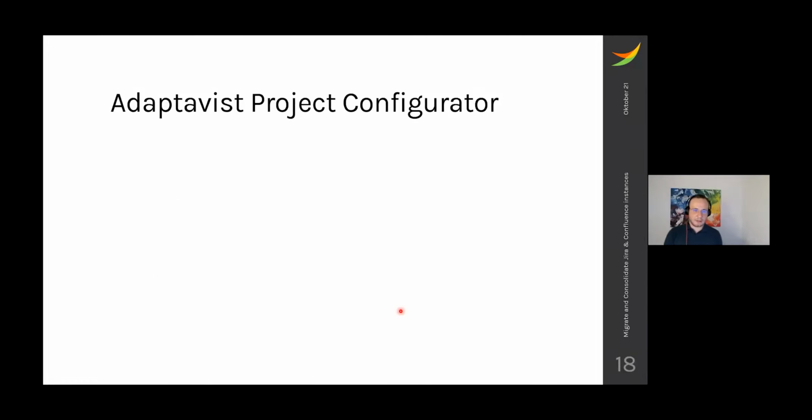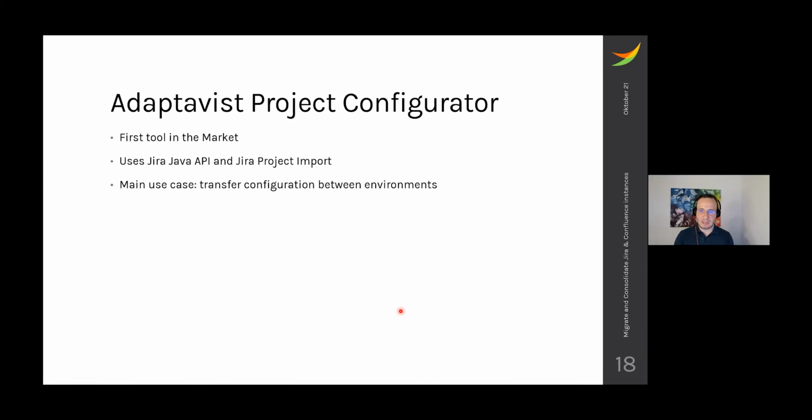Next, we are at the commercial solutions. Adaptavist Project Configurator. I think it was the first tool on the marketplace that was available and helped you to basically migrate configuration from one system to another. In the background, it uses the Jira Java API and Jira project import, so the thing we saw before, to import the issue data. Its main use case is basically transferring configuration between environments, like you have a staging, development or testing environment, and you prepare the configuration there and you want to get it into the other system.